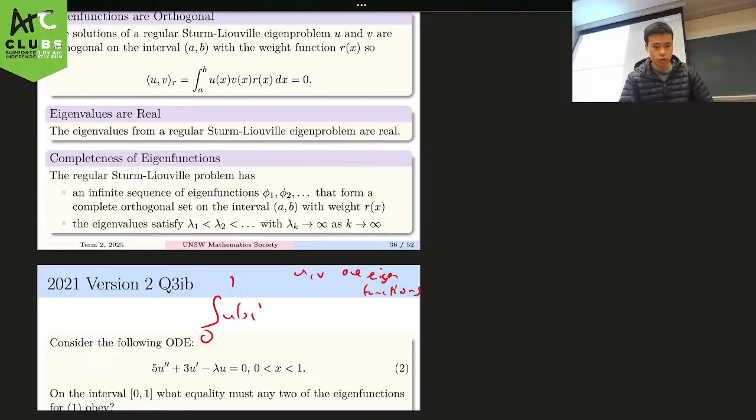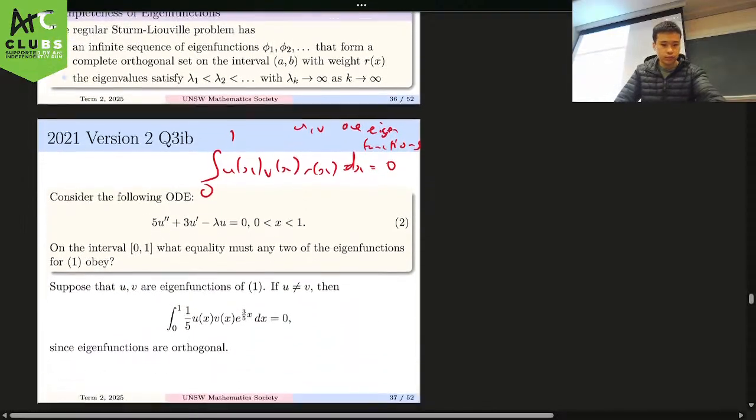the integral of u of x and v of x, with r of x as the weight, must equal 0. That's the only equality you must satisfy, essentially.